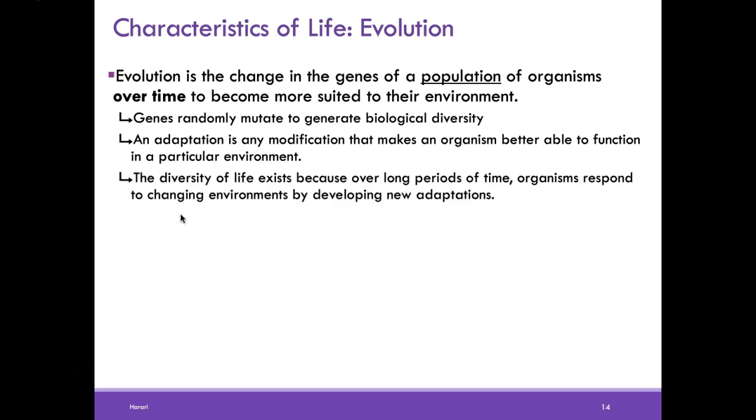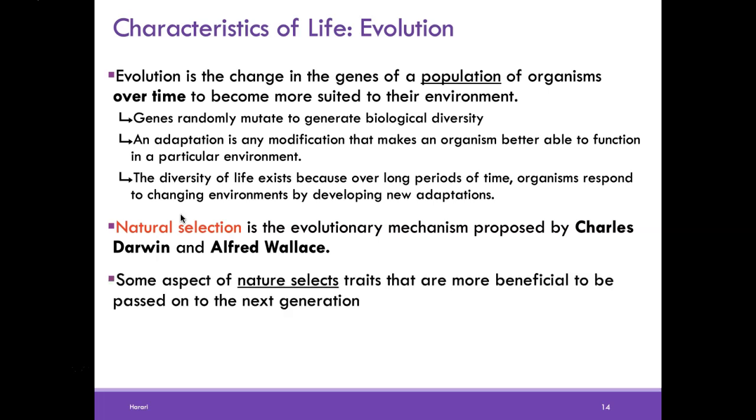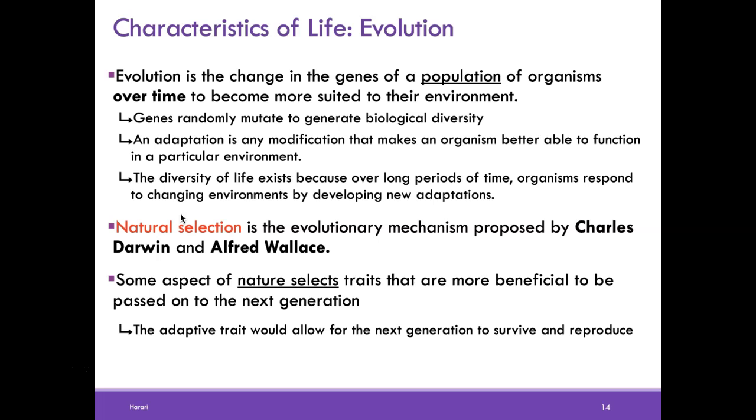So the diversity of life exists because over long periods of time, organisms respond to changing environments by developing new adaptations. And again, organisms can't choose to adapt. They automatically just randomly generate new changes, and only some of them will be beneficial. So natural selection is the mechanism proposed by Charles Darwin and Alfred Wallace. And what they proposed was that some aspect of nature selects the traits that are more beneficial to be passed on to the next generation. So natural selection means that nature, the environment, is selecting which traits among the organisms are going to be beneficial so they can survive and reproduce and pass on their genes. Right? So the adaptive trait would allow for the next generation to survive and reproduce and pass on those genes.